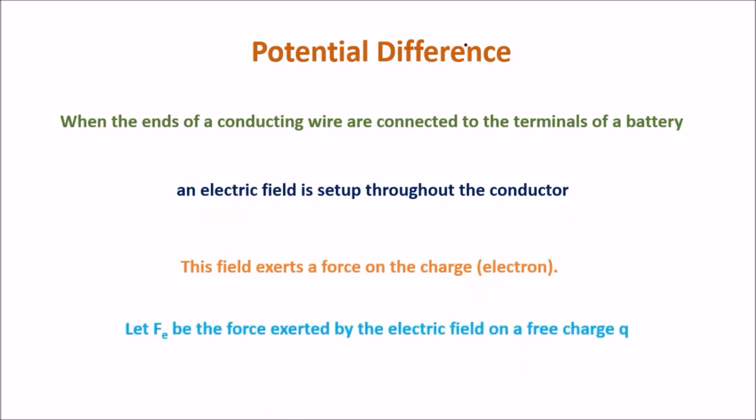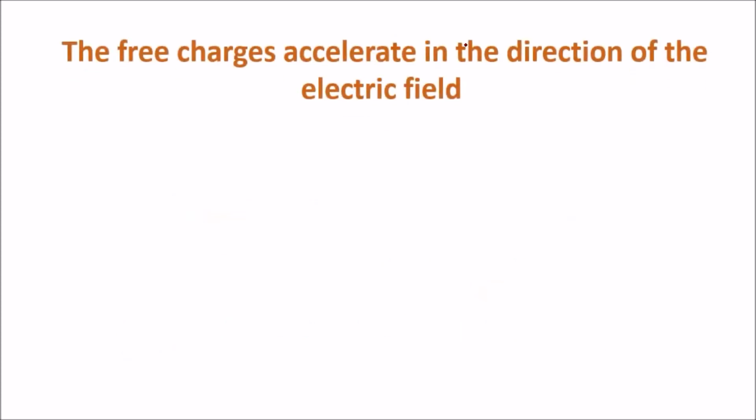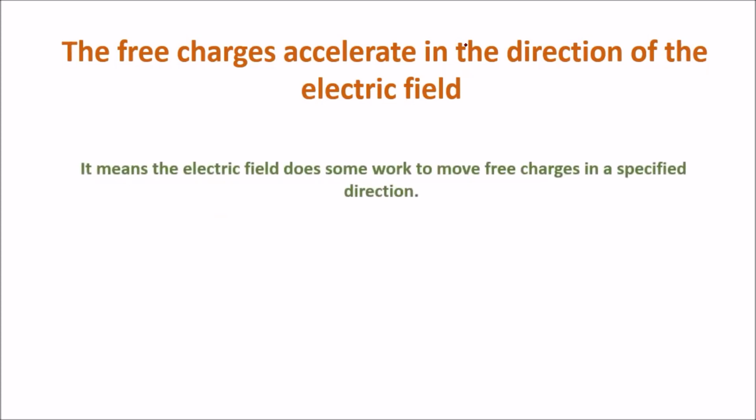Then automatically the electrons will be in motion, and Fe is the electric force, the force exerted by the electric field on a free charge, that is Q. So the free charges accelerate in the direction of the electric field. It means the electric field does some work to move free charges in a specified direction.